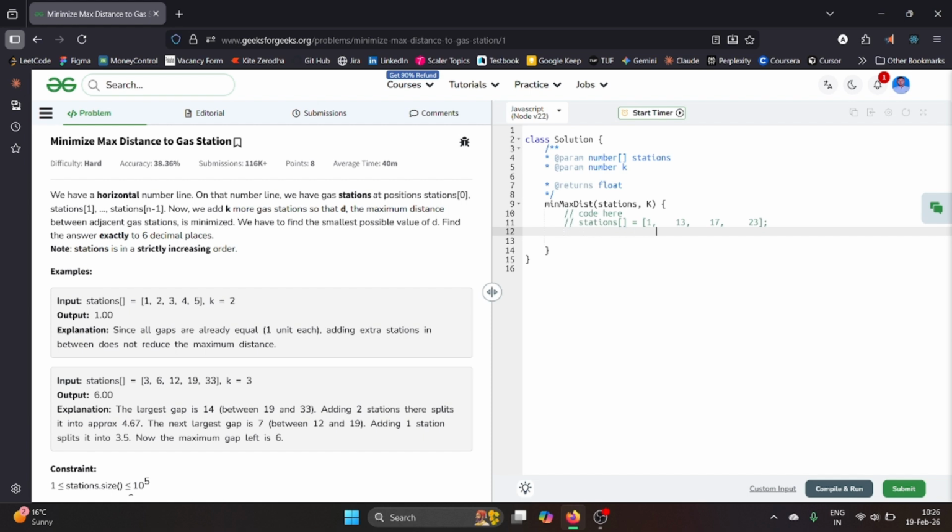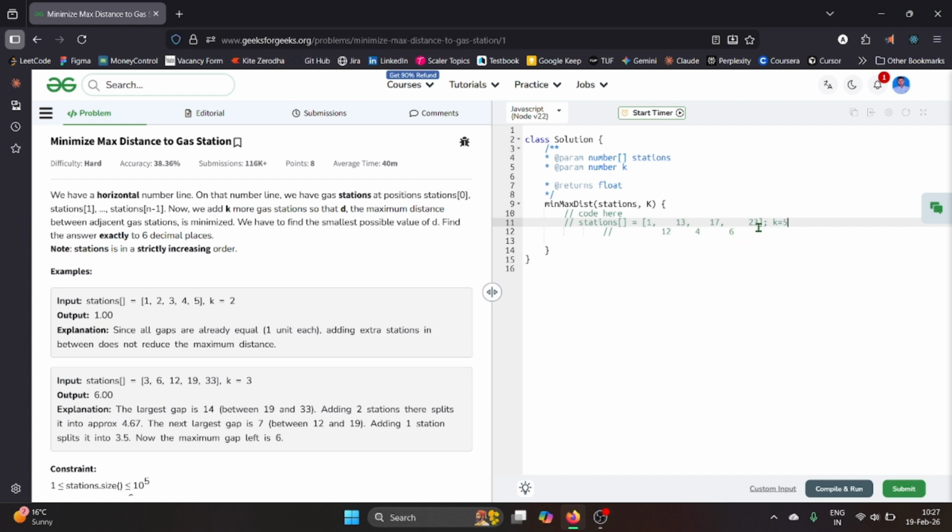What is the distance between positions 1 and 13? The distance is 13 minus 1, which equals 12. Here our distance is 12. Here the distance is 17 minus 13, which is 4. And here the distance is 23 minus 17, which is equal to 6. That means we have to decide where we can put our new gas stations. By the way, we have to put 5 new gas stations.